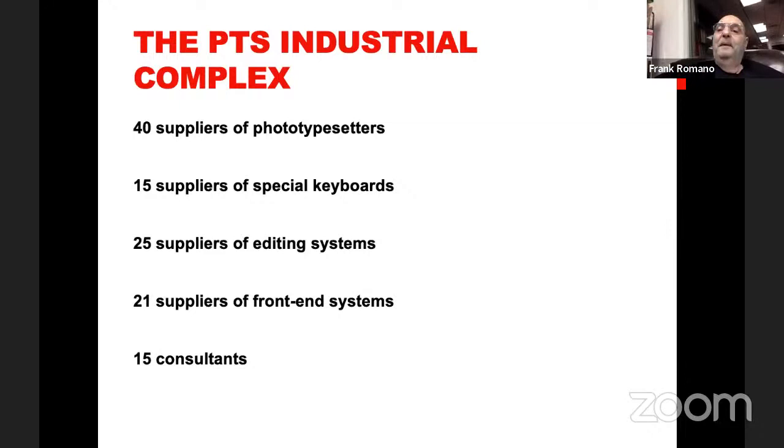Many people who wanted to get into photo typesetting had a problem. How do I choose from all of this stuff? It's mind-boggling. I have to make a decision what machine, what keyboard and all that. I don't have the time to do that. So they would hire us to come in and do that for them. And I've made a lot of friends in the industry as a result.